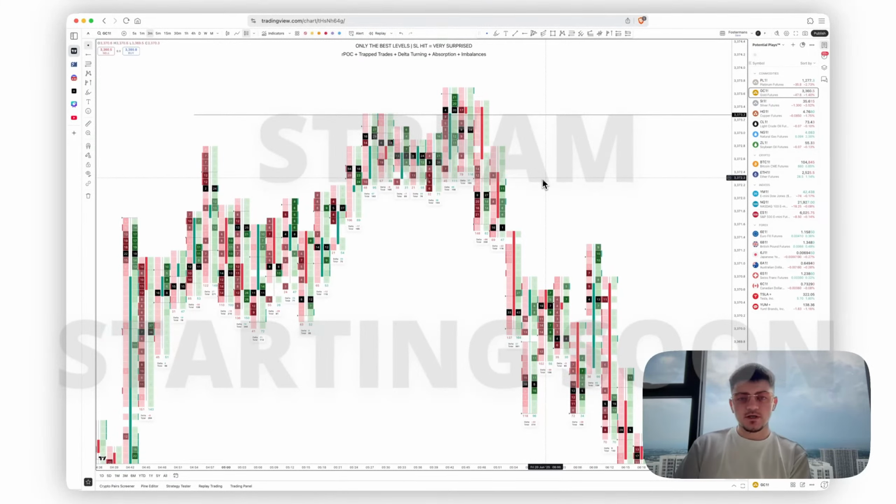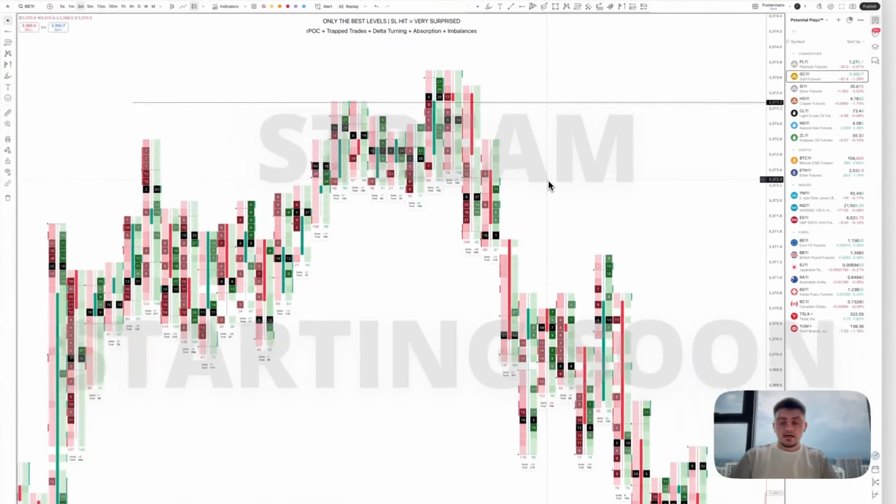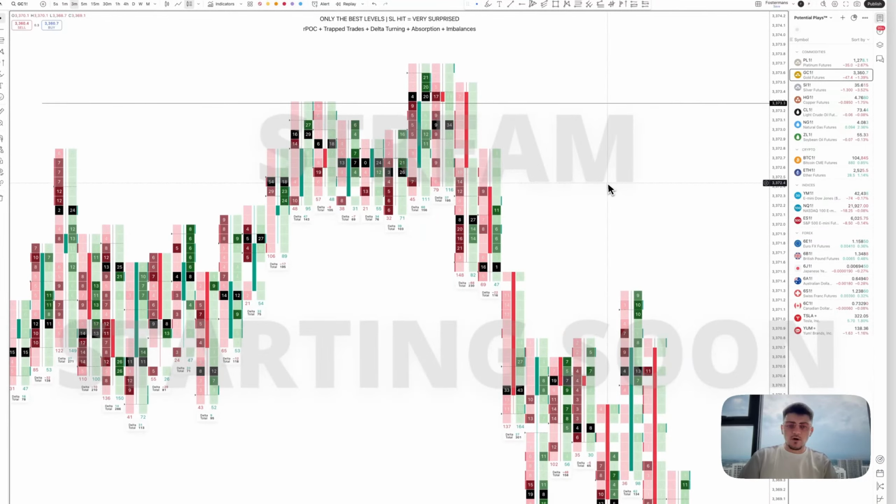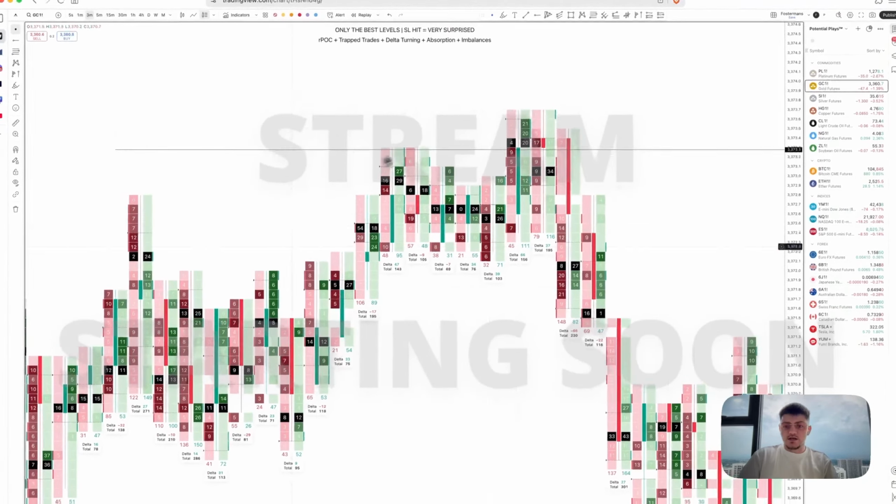Are they getting absorbed? Are they imbalanced, right? There's a bunch of things we could look at. Are they trapped? It could be a bunch of things, right? But what we're looking at is mainly just this footprint chart, okay?